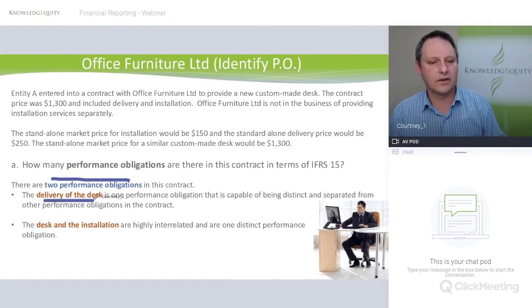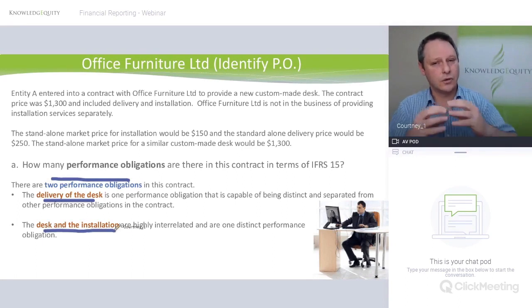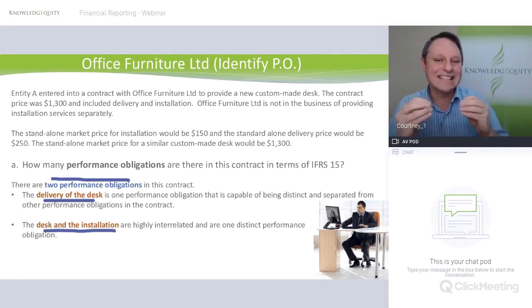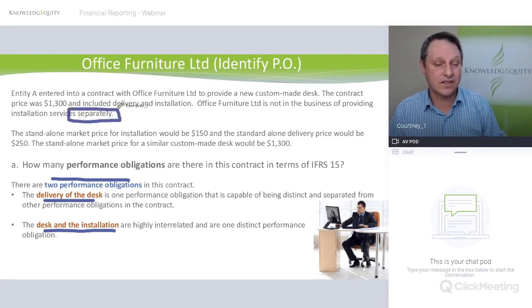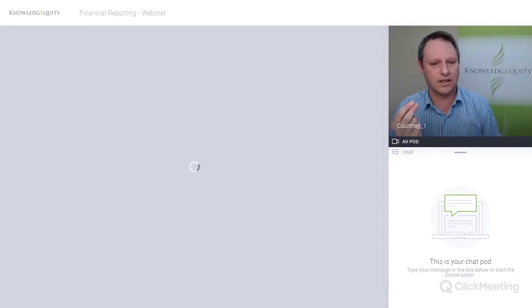One, the delivery of the desk. That's something that can be done, and that is separate. And the desk and installation. So remember the case fact said that the installation cannot be done separately. You cannot purchase these services separately. It's part of getting the desk. So that is combined together. We have 2 performance obligations.